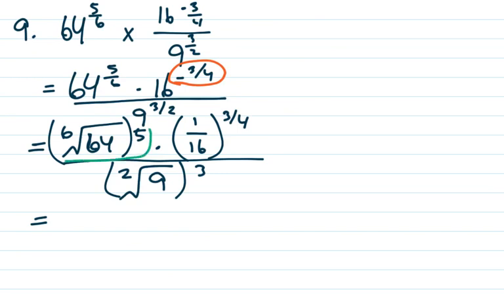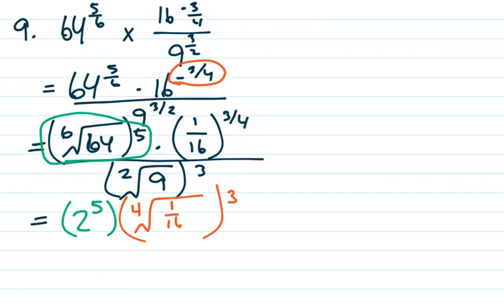All right, so let's work with this one first. So the 6th root of 64, do that on your calculator, equals 2, and then it's all still to the power of 5. Now, 1 over 16 to the power of 3/4 is the same as the 4th root of 1 over 16, all cubed. And the square root of 9 is 3 cubed. Equals 2 to the power of 5, which is equal to 32.